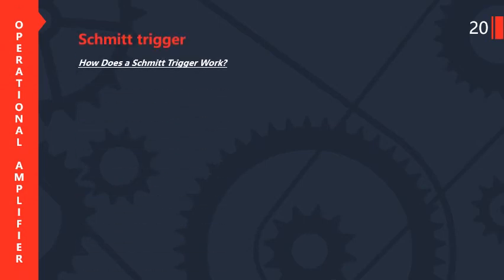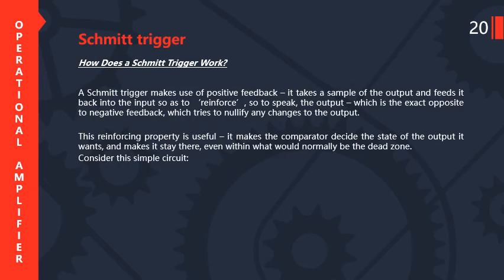Next, how does a Schmitt trigger work? A Schmitt trigger makes use of positive feedback. It takes a sample of the output and feeds it back into the input so as to reinforce the output, which is the exact opposite of negative feedback, which tries to nullify any change of the output. This reinforcing property is useful. It makes the comparator decide the state of the output it wants and makes it stay there even within what would normally be the dead zone.